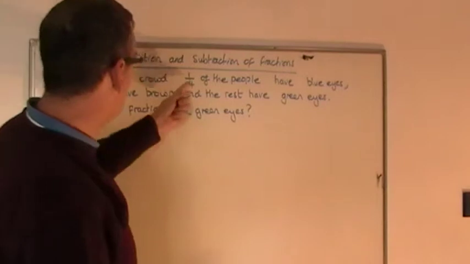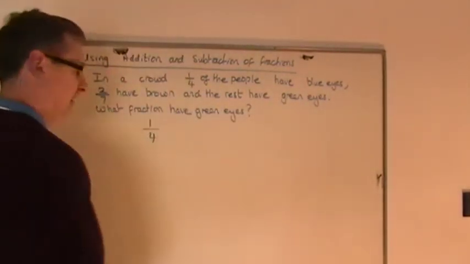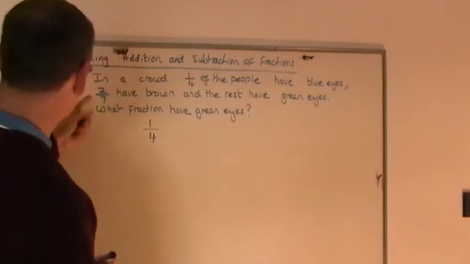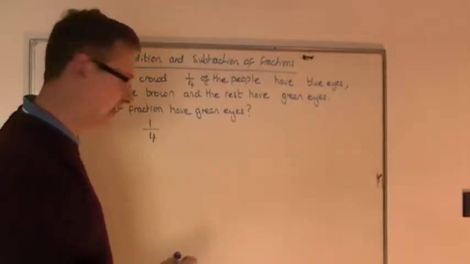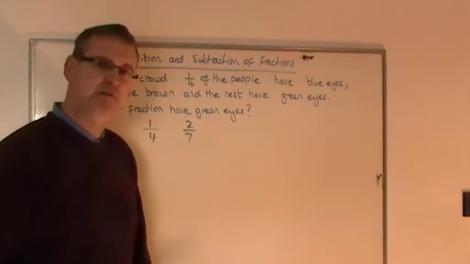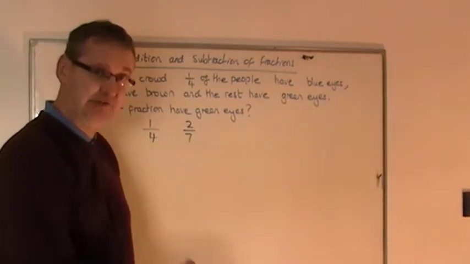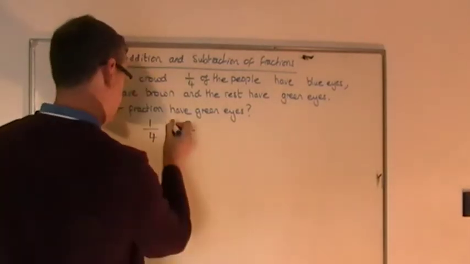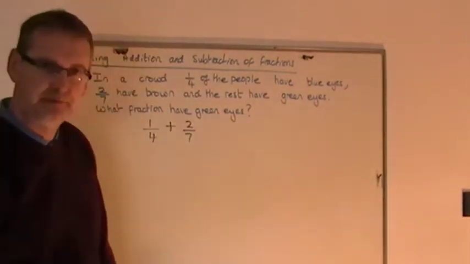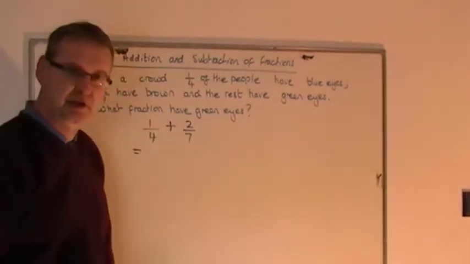So we're told that a quarter of the people have blue eyes. A quarter have blue eyes. We're told that 2/7 have got brown eyes. 2/7 have brown eyes. So what I'm going to do first is add up the fraction that have got blue eyes and the fraction that have got brown eyes. So I'm going to add them up. So the calculation will be a quarter plus 2/7.